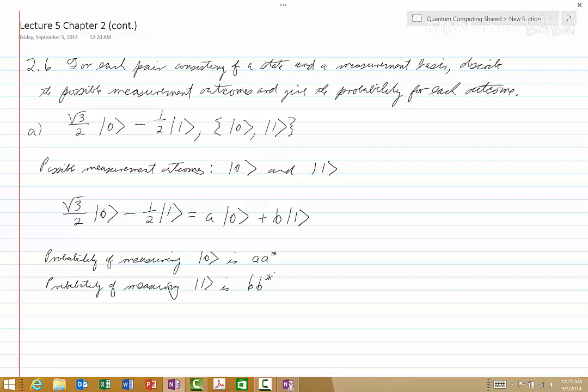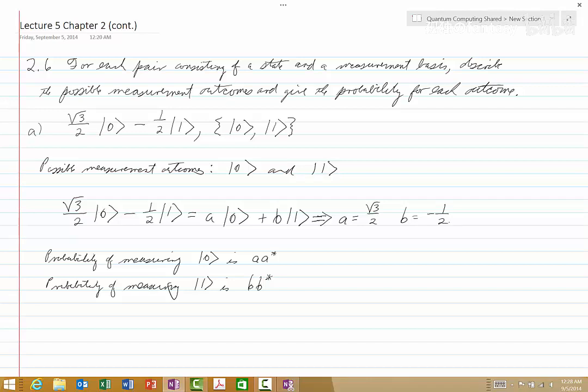So the only work that remains to be done really is to find A and B, and in this case that's trivial. We see right away that this statement right here, that the square root of 3 over 2 times the 0 vector minus 1/2 times the 1 vector is equal to A times 0 plus B times 1, implies that A must be equal to the square root of 3 over 2, and B must be equal to minus 1/2. No other values will do.